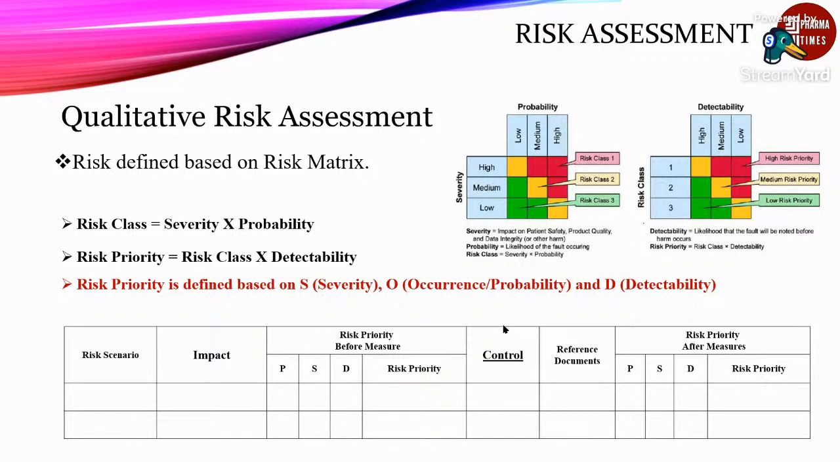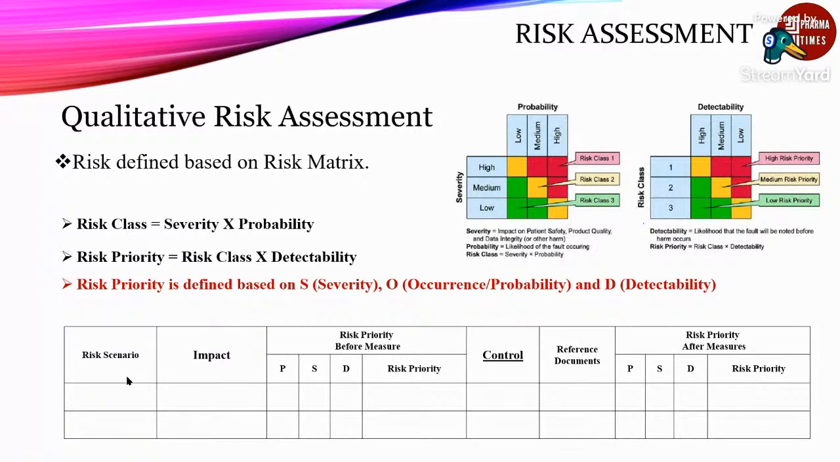Sometimes in a reference or any document you see SOD, which means S for severity, O for occurrence, and D for detectability. So this risk is defined based on SOD, or if you are confused about what SOD means, this type of risk you can call an SOD risk assessment, meaning it is defined based on severity, occurrence, meaning probability, and detectability. This type of table is used during preparation of a risk assessment.